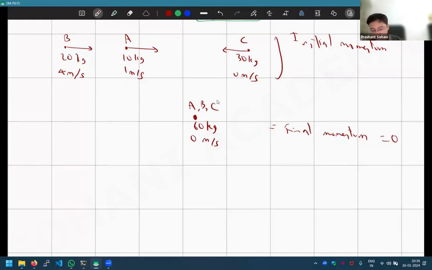It may be surprising that objects are moving, so how is the momentum zero? Obviously that is because we are taking the signs into consideration, right? The two objects traveling to the right have to be given a positive sign. So if I write rho is equal to momentum of A, which is 10 into 1, plus momentum of B, which is 20 into 4, plus momentum of C, which will be 30 into minus U. Why minus U? Because it is pointing towards the left.